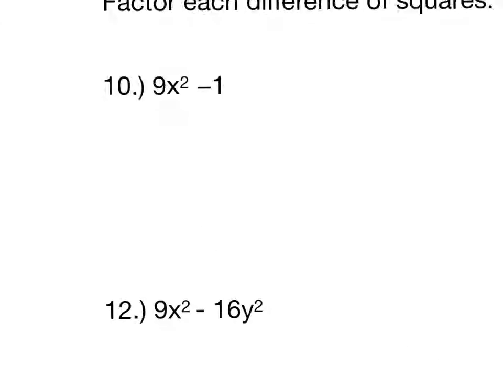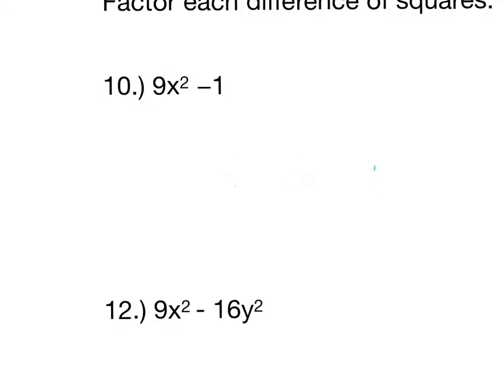Factor each difference of squares. So first we need to make sure it's a difference, meaning we have a minus sign. And then we need to make sure that we have things that we can take the square root of. All of these are things that we could take the square root of. So difference of squares means that we will go ahead and use this rule here. If we have a squared minus b squared, that's going to equal a plus b times a minus b. That's a difference of squares.